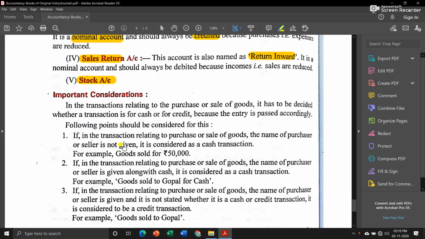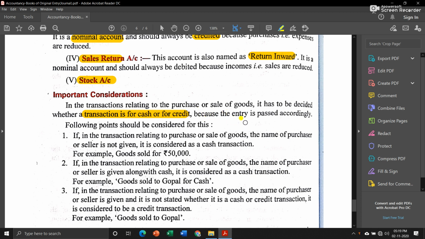Now there are some important considerations, or rules, that you have to keep in mind. Sometimes people get confused while passing journal entries, so pay very careful attention here. In transactions relating to the purchase or sale of goods, it has to be decided whether a transaction is for cash or for credit. So first we have to find out what kind of transaction it is, cash or credit, and after finding that out, we make the journal entries.